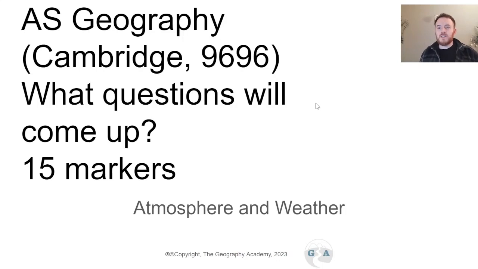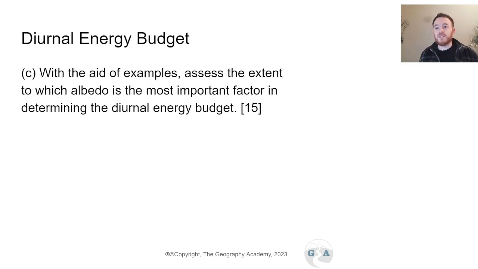Hi guys, this video is about what will come up in the 15-mark questions in the AS exam for Cambridge Geography course 9696. This particular video is about the atmosphere and weather unit. So the diurnal energy budget: with the aid of examples, assess the extent to which the albedo is the most important factor in determining the diurnal energy budget.